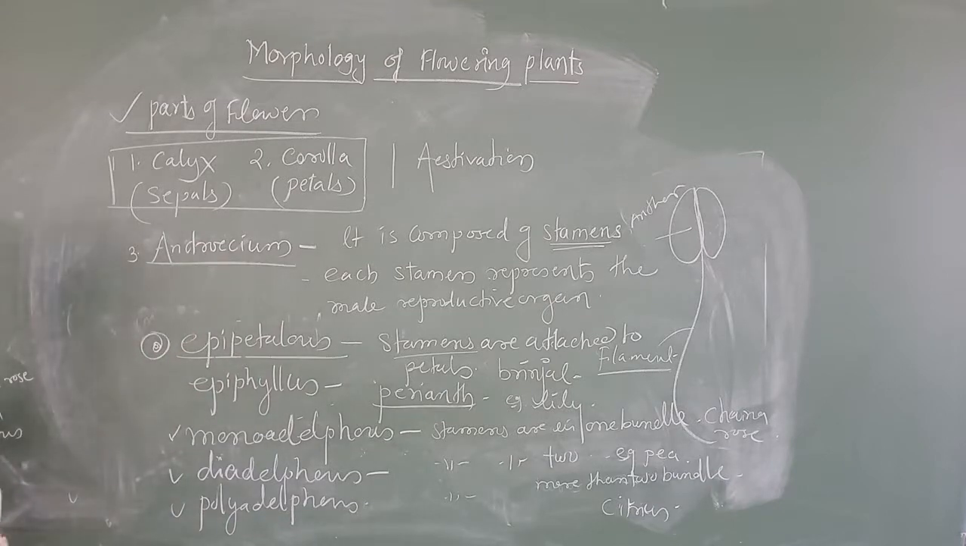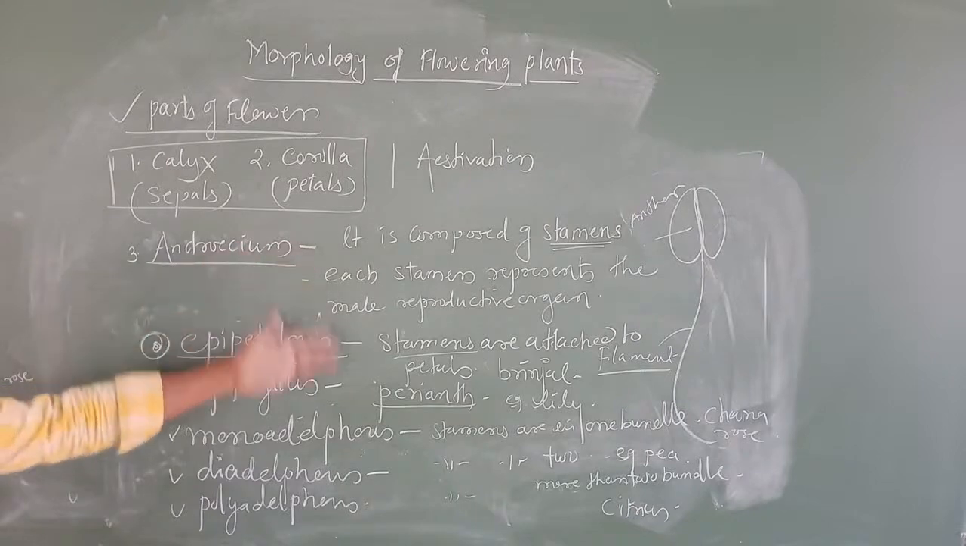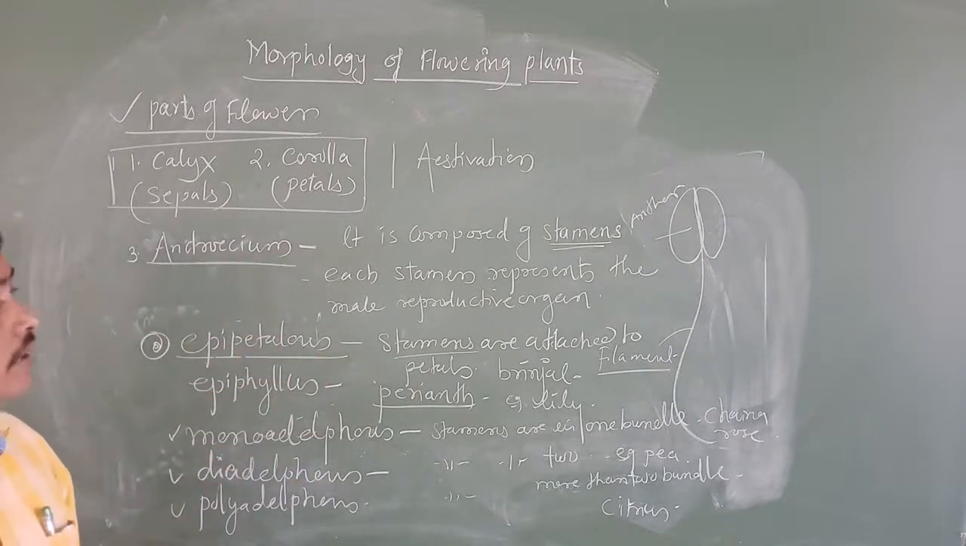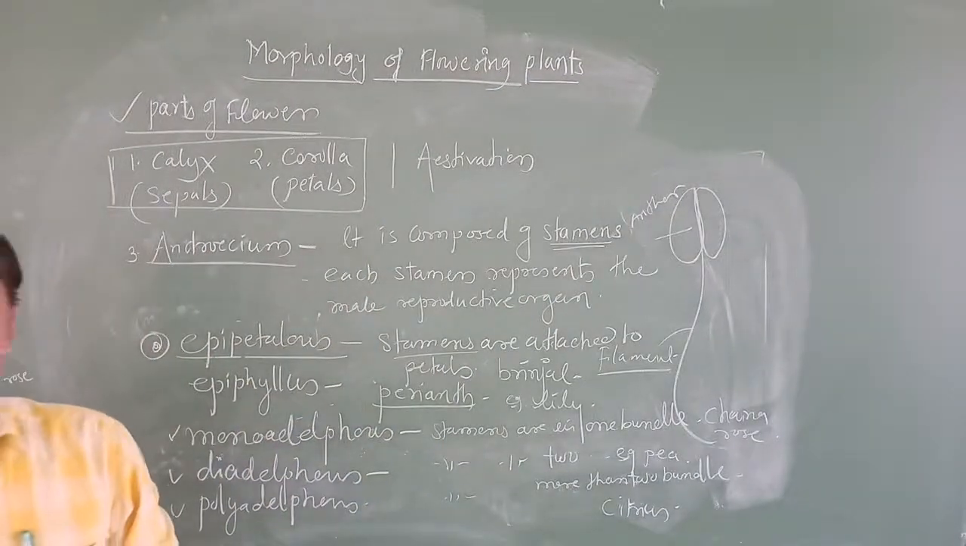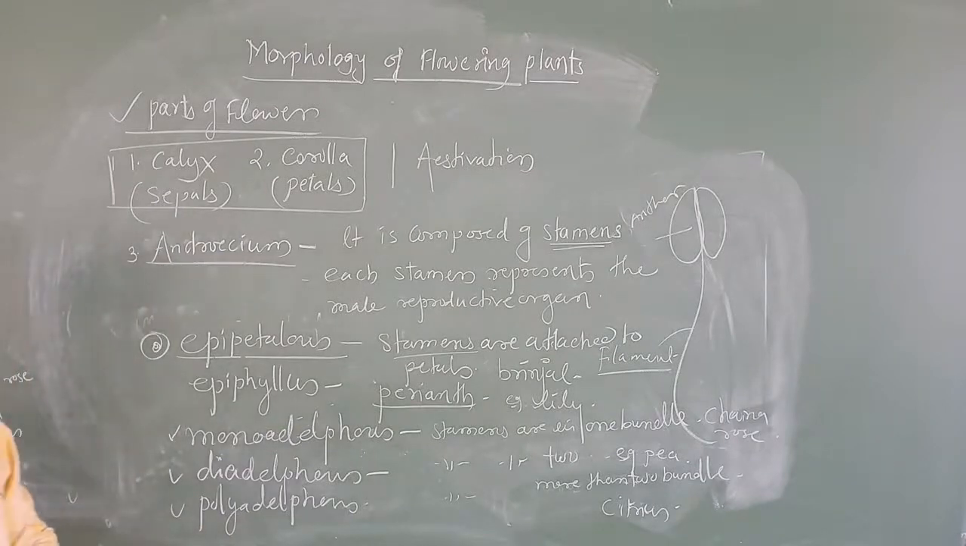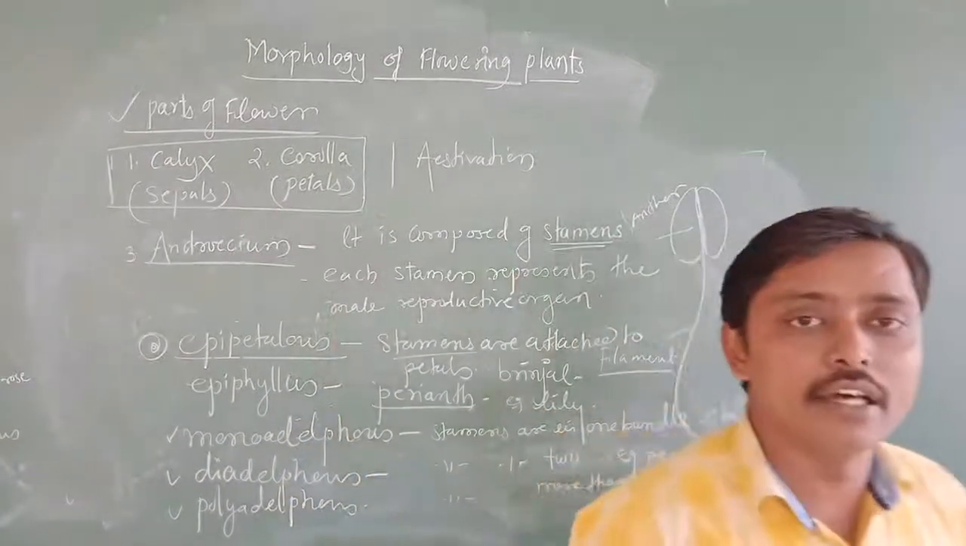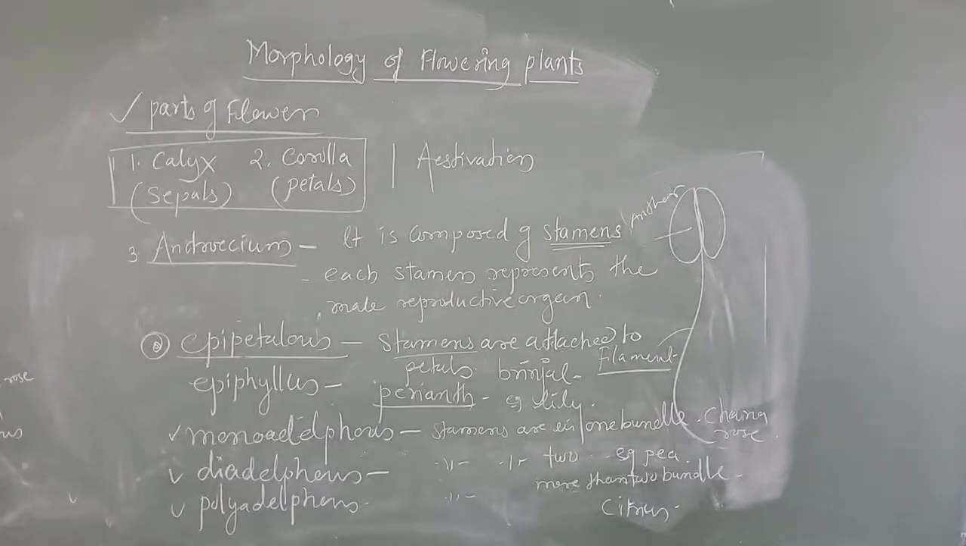In the next class, the last part of the flower, that is the gynoecium. We are going to study its different parts, like ovary, style and stigma. Those things we will study in the next class. So this is about today's class, in which we discussed the androecium, the male reproductive organ of a flower.